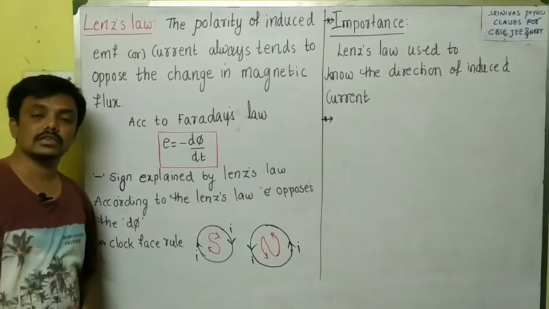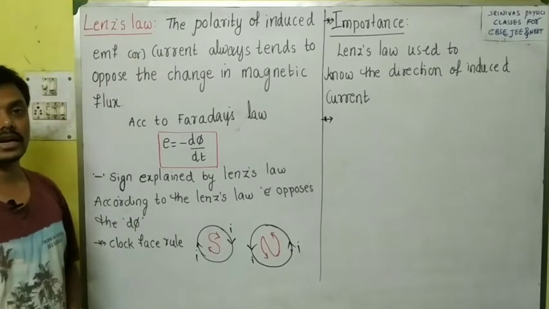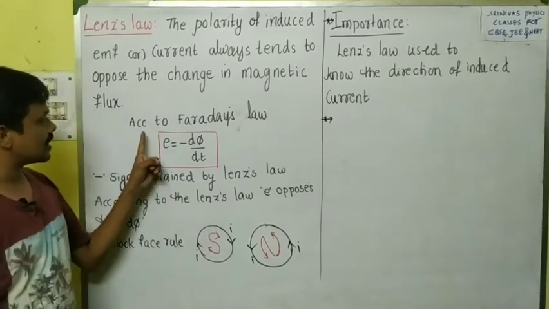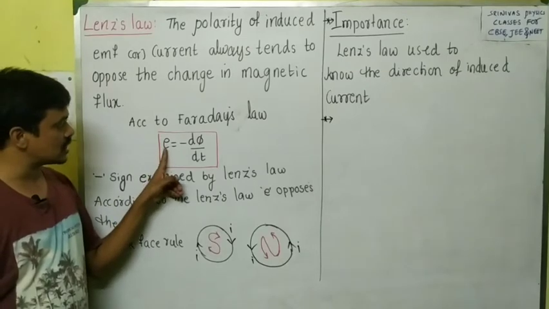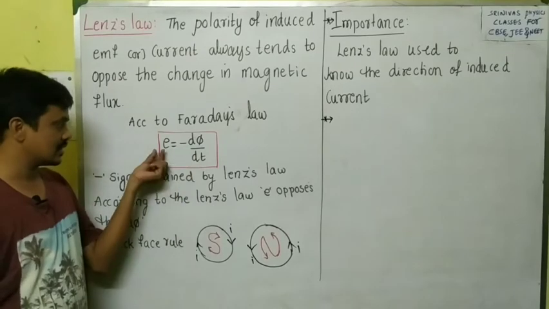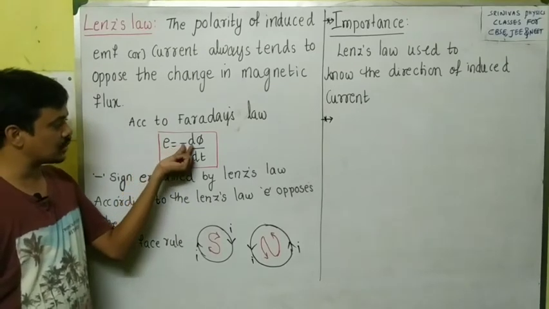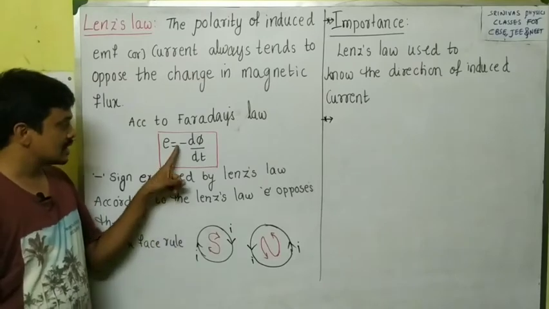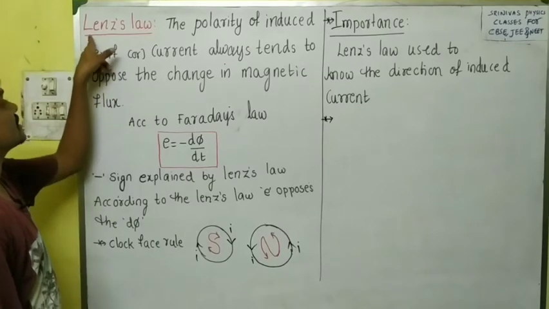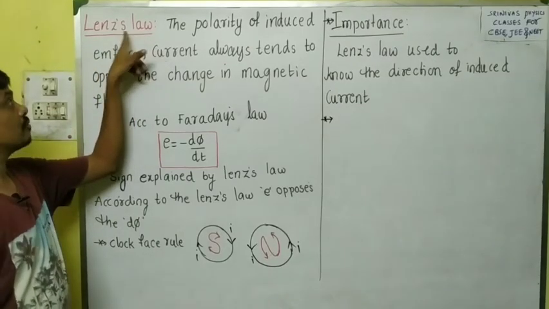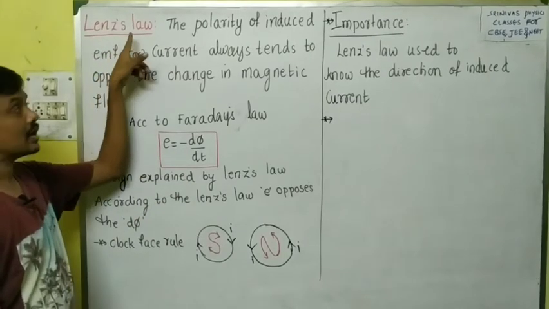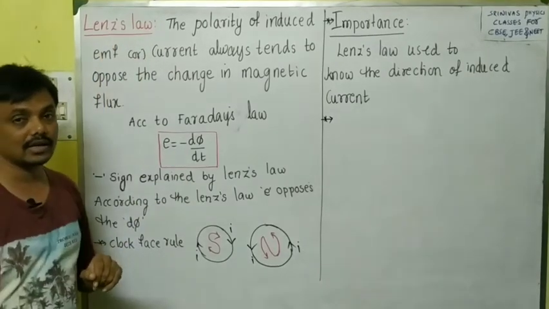In the previous lecture, I explained about Faraday's laws. In Faraday's second law, we got that induced EMF is equal to the negative rate of change of magnetic flux. The importance of the negative sign is explained by the scientist Lenz, in his law, that is Lenz's law.